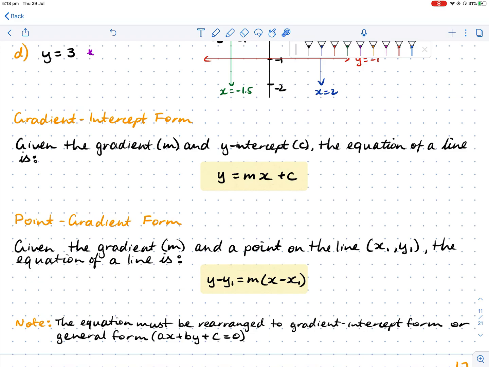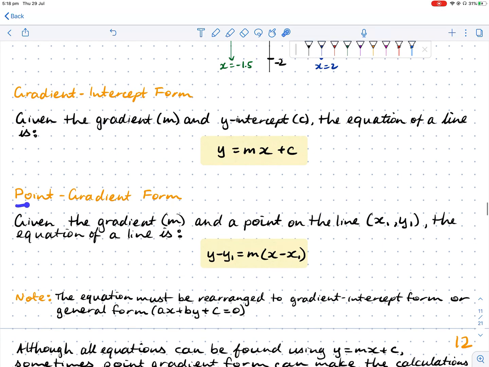The other type of formula we can use to find the equation of a line is called point gradient form.